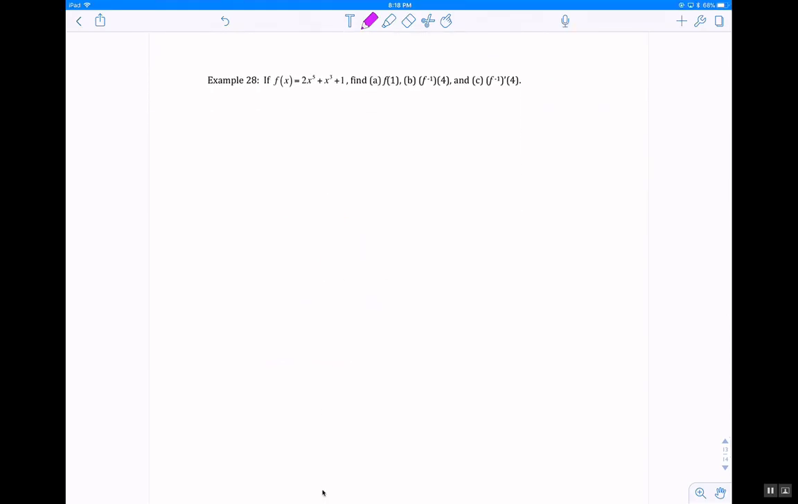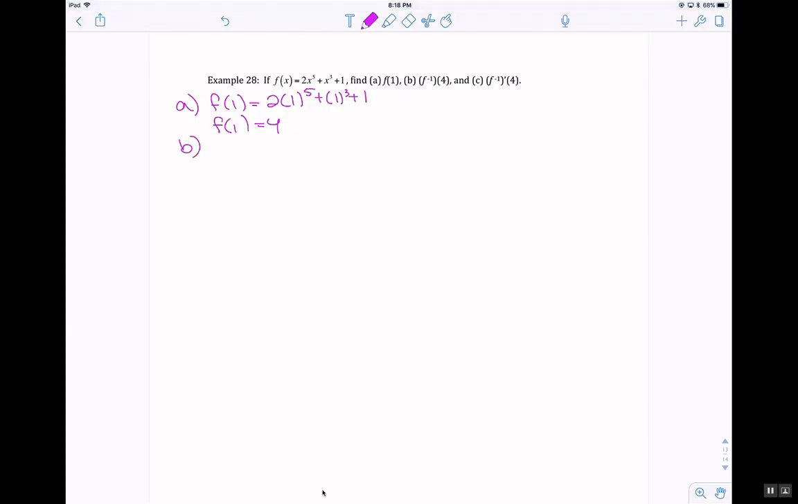Okay, so let's look at example 28. Example 28 has multiple parts. So the first thing was to find, part A says to find f of 1. So f of 1 is equal to 2 times 1 to the 5th plus 1 cubed plus 1. So f of 1 is equal to 4. Part B, since f of 1 is equal to 4, then f inverse of 4 is equal to 1.